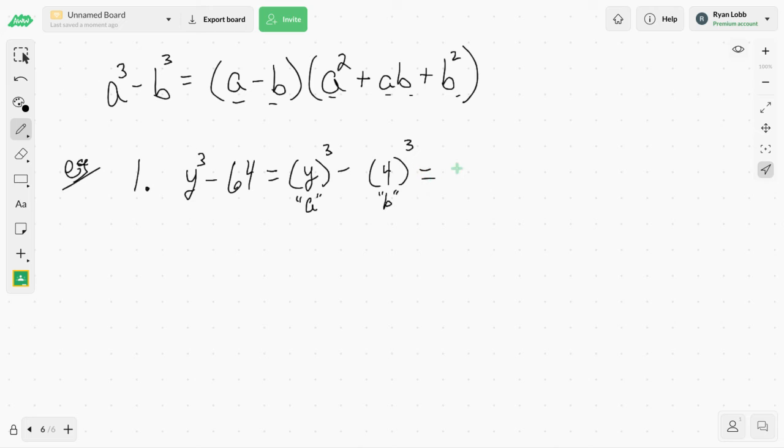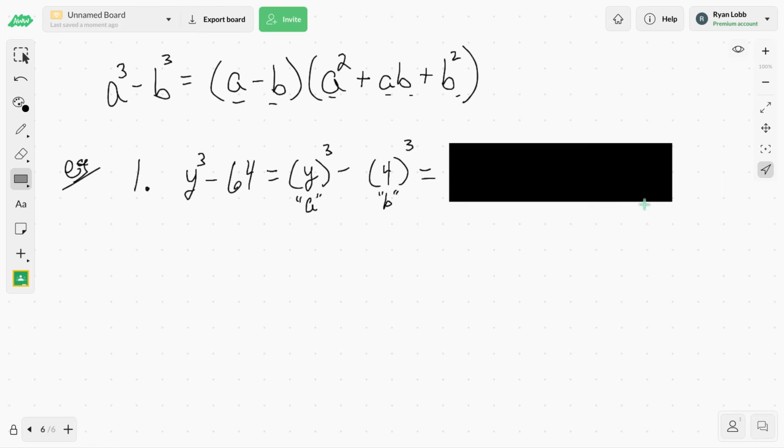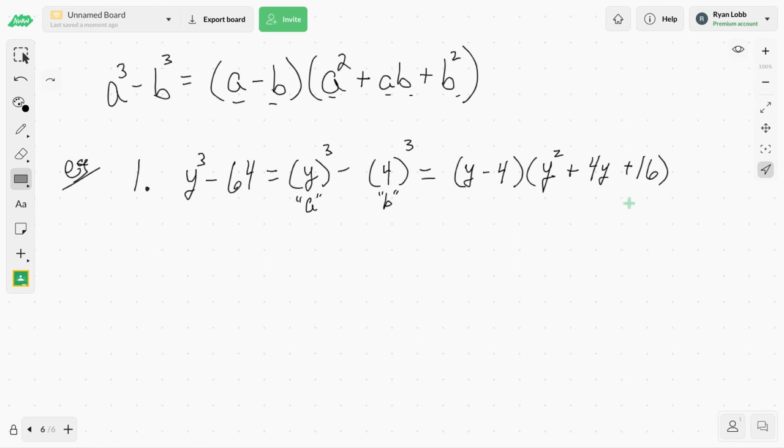So up here, now I know this is going to be, again, a binomial times a trinomial. And what do we have here? Well, it's going to be y minus 4, times y squared, plus 4y, plus then 4 squared, 16. All right, so there is that difference of cubes factored.